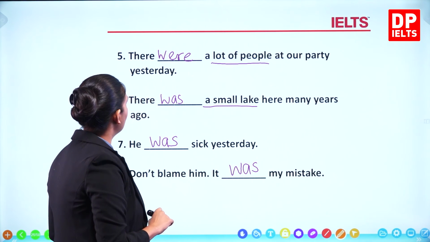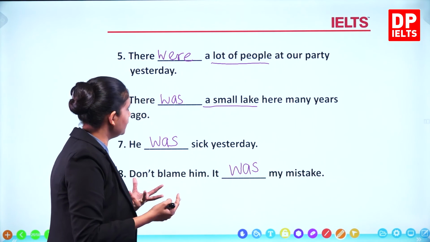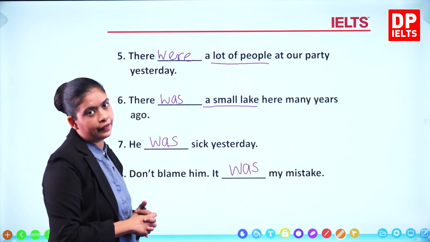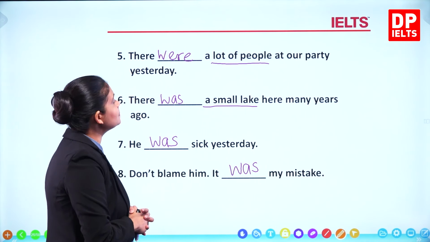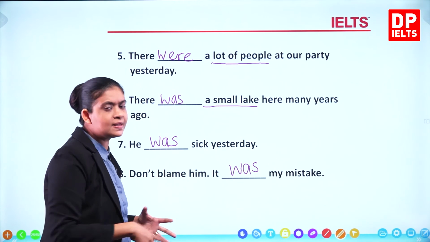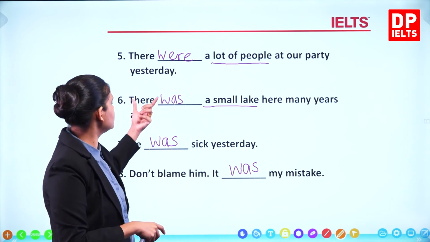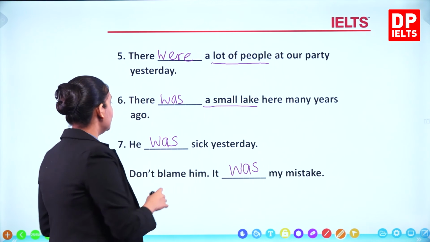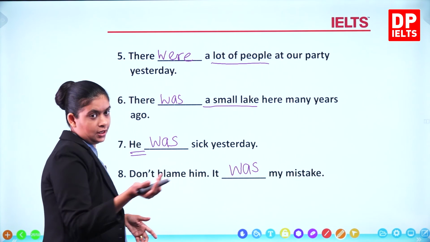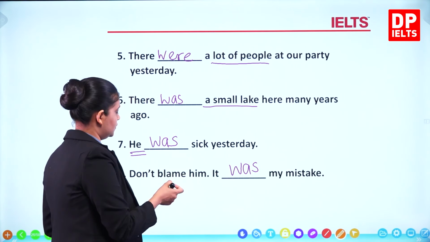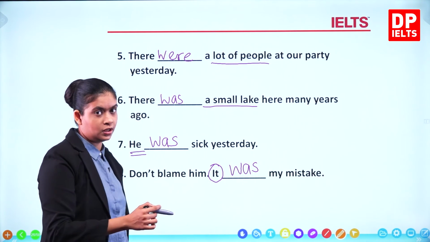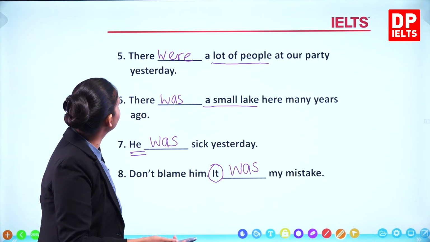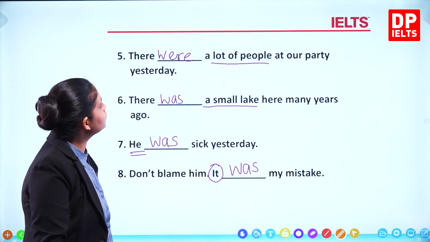Right. Now, because there were a lot of people, you can use were. There were a lot of people. A small lake. There's only one small lake, so therefore singular was. He is anywhere singular, so therefore was. It is one thing, so therefore it is was, right? There were a lot of people.